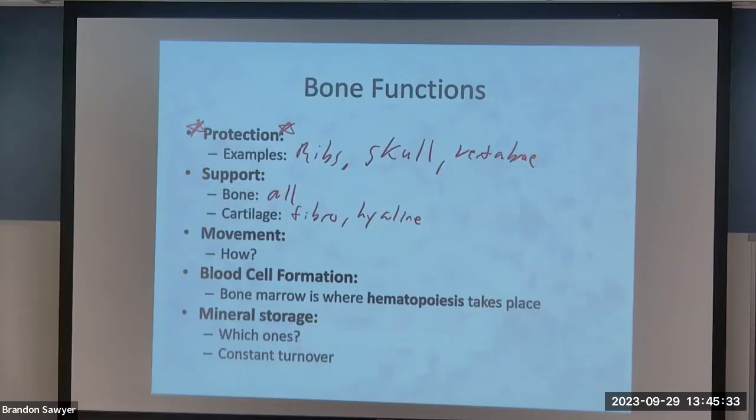Fibrocartilage for our menisci, like our menisci in our knee. We have things like that in our shoulder and our hip. Those are all very supportive type structures. And then our vertebral discs, right?